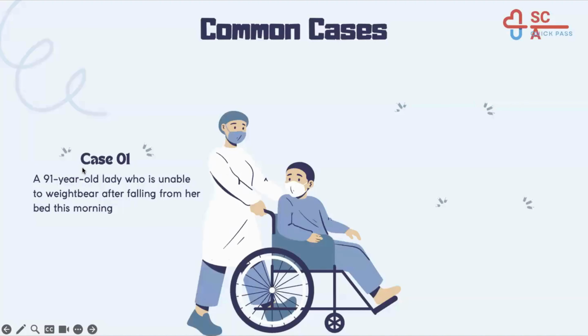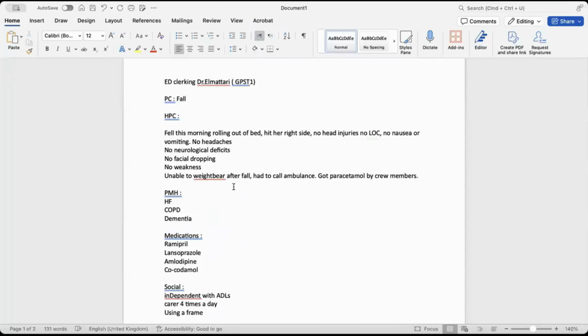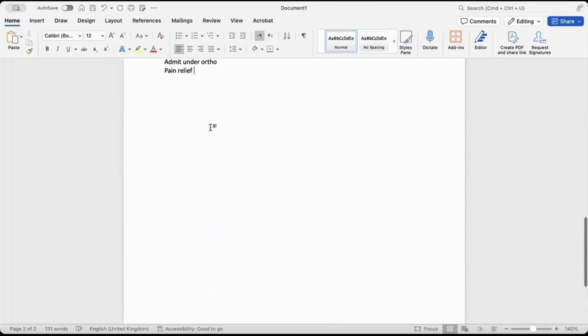The next patient, I'll be expecting you to do it on your own. So I'll just tell you the case. This is a 60-year-old male patient attending A&E due to left-sided weakness, which subsided within 2 hours. So please, if someone is going to volunteer to clerk this patient for us, or even a few of you who want to clerk this patient, tell me what you need to write and I'll write it for you. So any volunteers at all that want to give this a go?